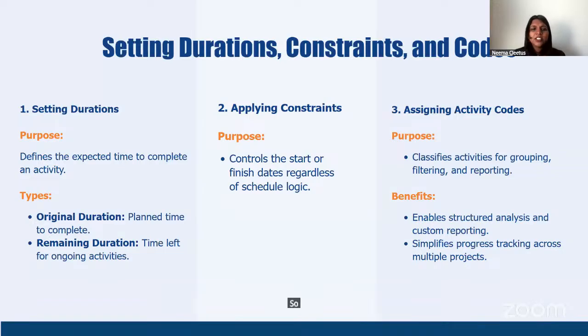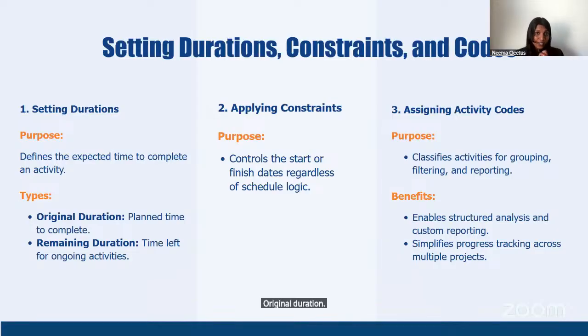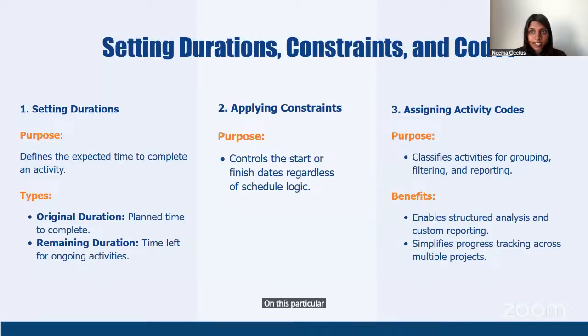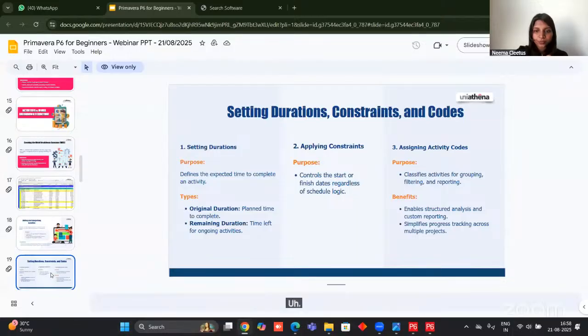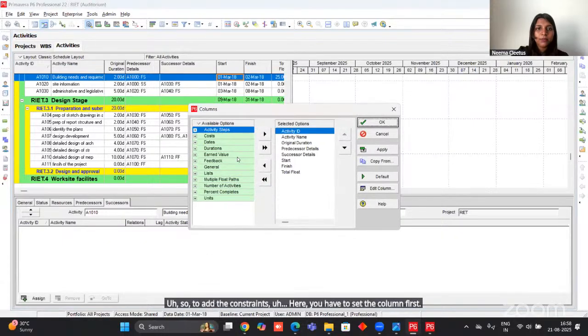So remaining duration, simply we can add the time left for the ongoing activities. We are just doing the planning and the scheduling only, so we can just go with the original duration. Now, applying constraints, we can add constraints for each activity. Maybe I want one particular activity to start on this particular date itself. Even though I'm scheduling, I can add the constraints. So to add the constraints here, you have to set the column first. Just take the column.